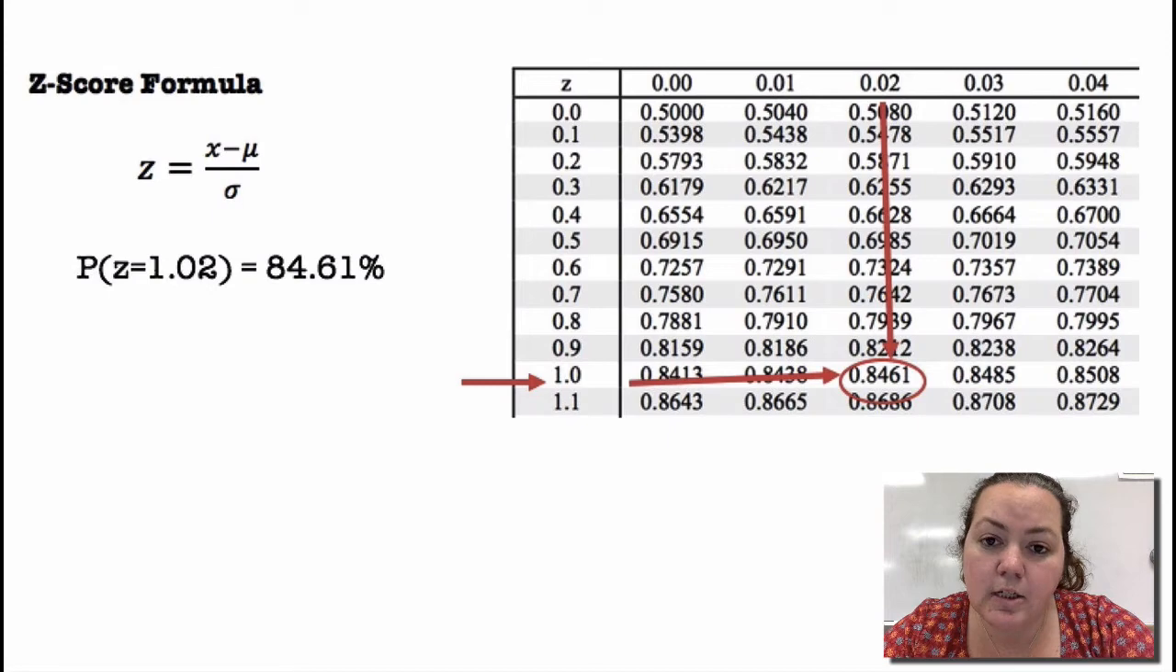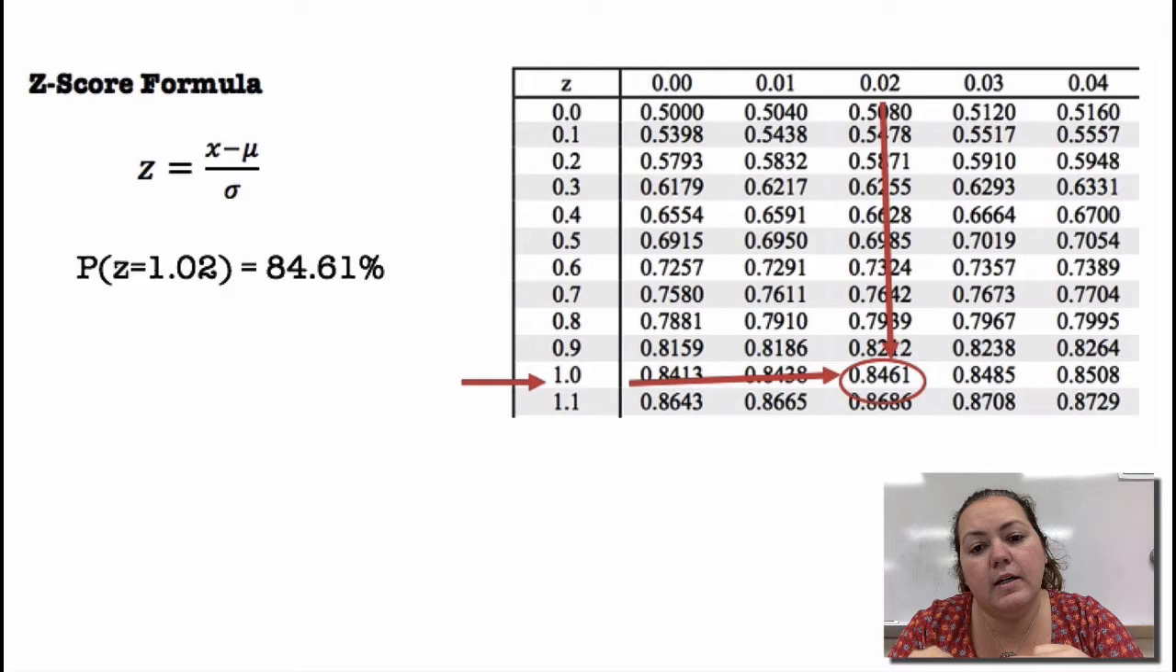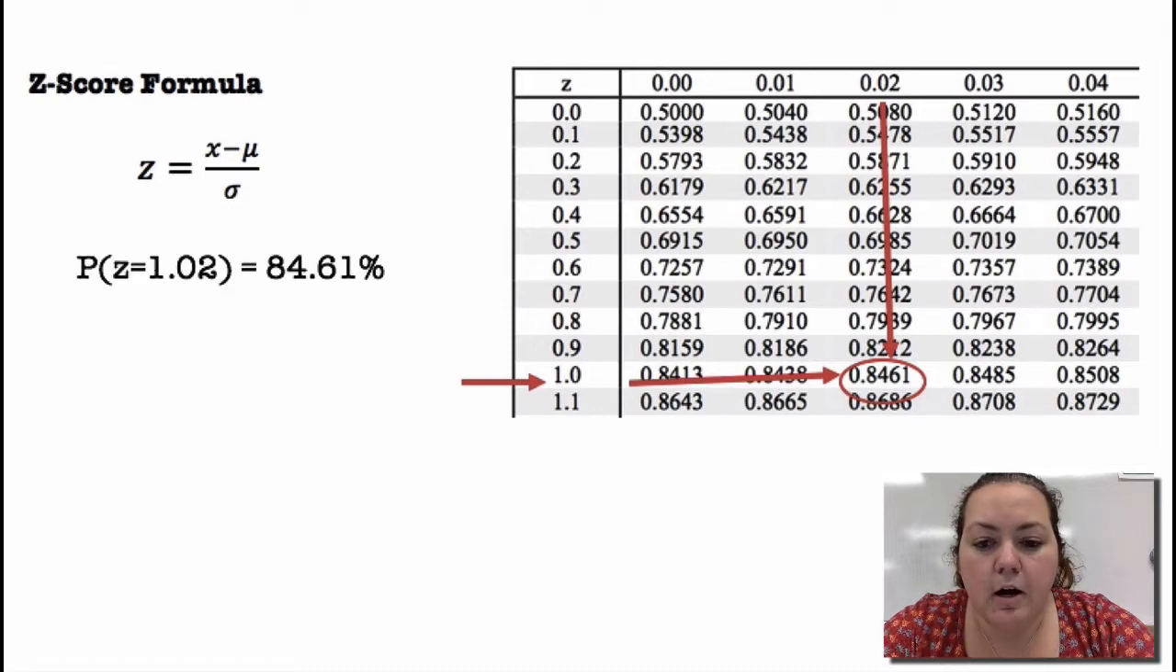So if we have a z-score of 1.02, I'm going to look at the table. I'm going to find in the z section 1.0 and then going across the top 0.02. So 1.02 come together, and whatever that value is, is the probability. So the probability of being 1.02 standard deviations or below is 0.8461, or 84.61%.